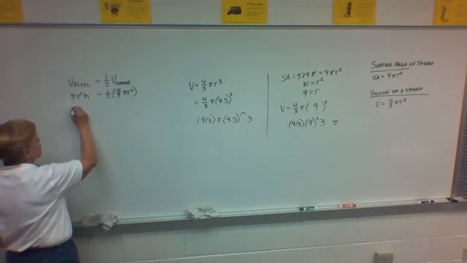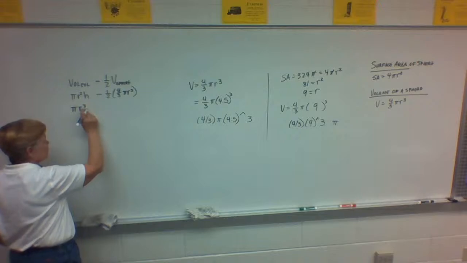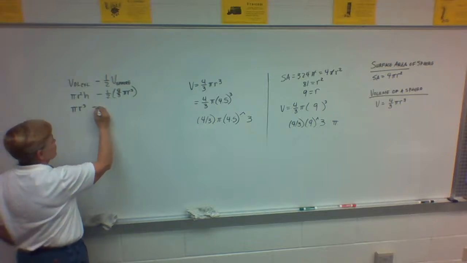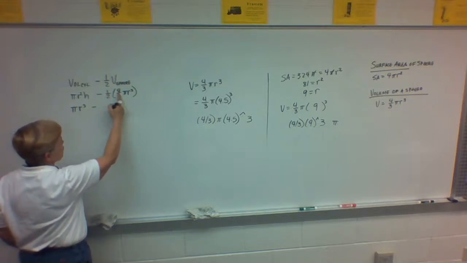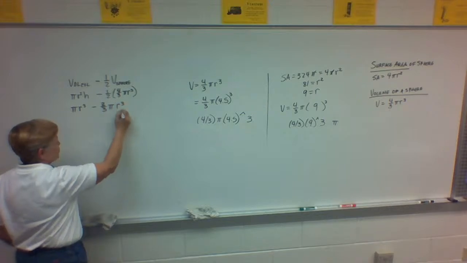So this is something we haven't done before. There's an r squared there, but it's times another r, because the height is a radius. Have I lost anybody? You maybe wouldn't come up with it yourself, but you understand what I'm doing here? Minus 1/2 times 4/3 is 2/3 pi r cubed.